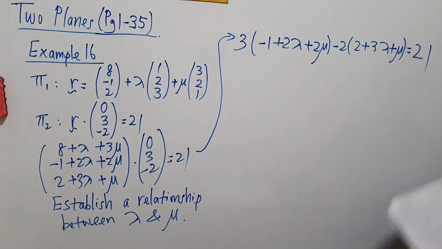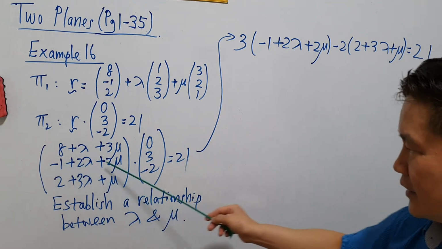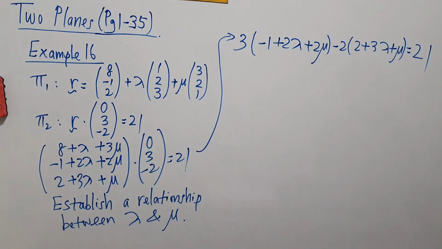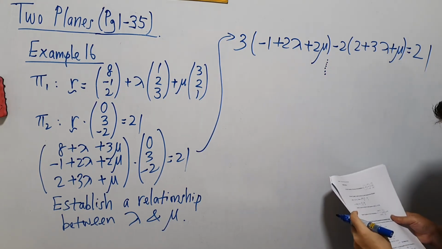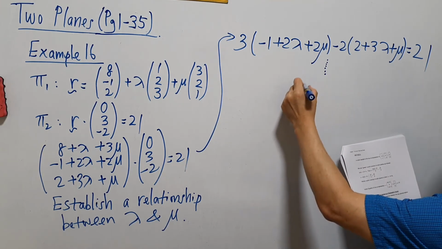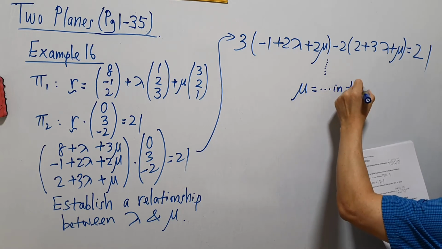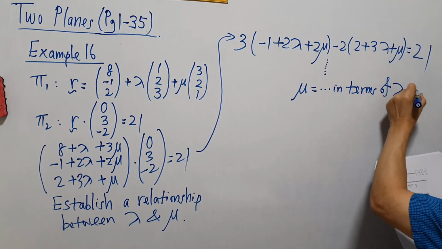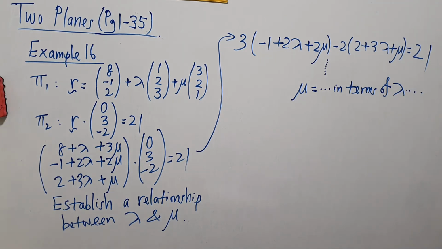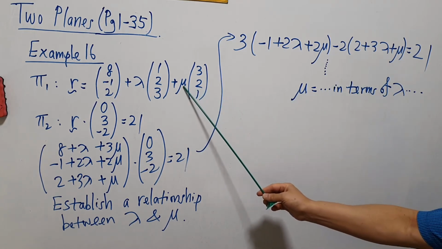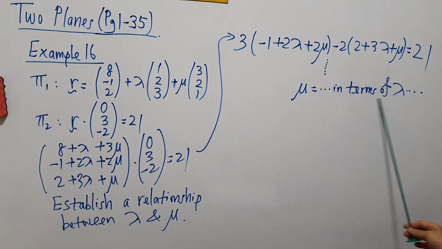Equals to 21. So I've simply just done this, no? This times this plus this times this plus this times this. That's all I did, right? So from here, what I'm hoping to do in the end is to be able to write mu, say for example, in terms of lambda. This is the intention. From here, what I intend to do is to express mu in terms of lambda. If you're able to do so, then this whole thing will later on be plugged inside here, replacing the mu with something in terms of lambda here.